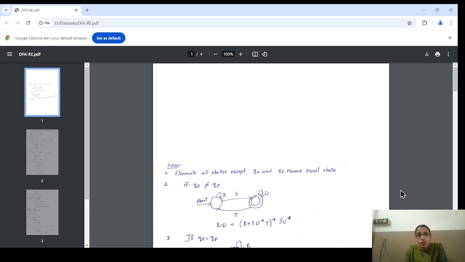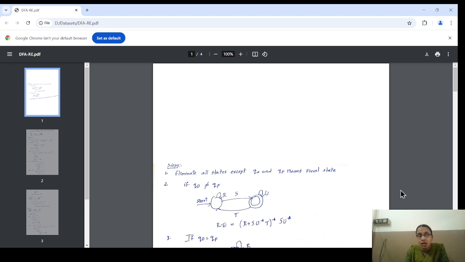Let's talk about the concept of how to convert a DFA to a regular expression. To convert a DFA to a regular expression, we have to follow two steps. The first step is to eliminate all states except Q naught and the final state. Generally, in a DFA diagram, we have the start state, final states, and intermediate states.